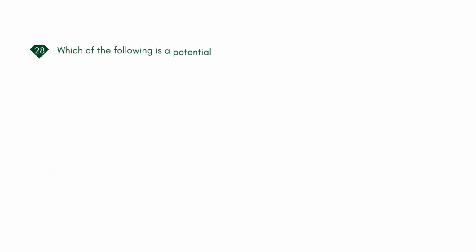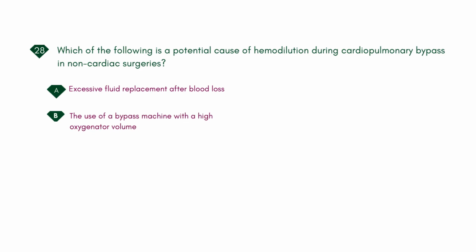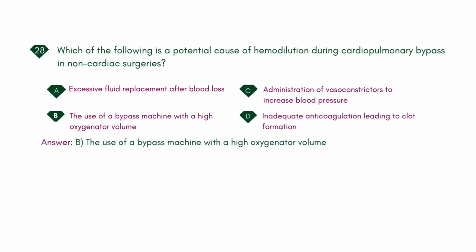Which of the following is a potential cause of hemodilution during cardiopulmonary bypass in non-cardiac surgeries? A. Excessive fluid replacement after blood loss. B. The use of a bypass machine with a high oxygenator volume. C. Administration of vasoconstrictors to increase blood pressure. D. Inadequate anticoagulation leading to clot formation. Answer: B. The use of a bypass machine with a high oxygenator volume.